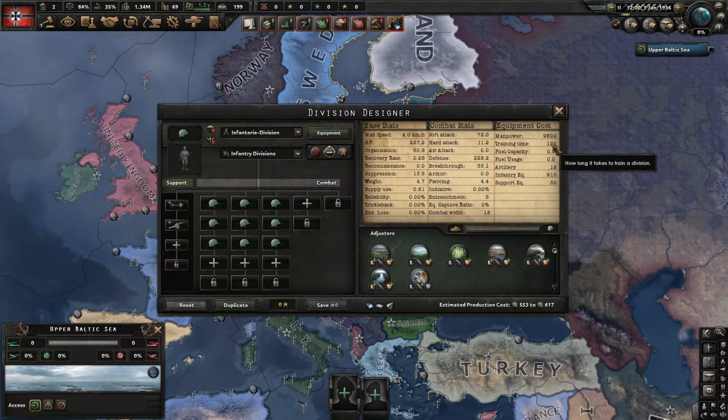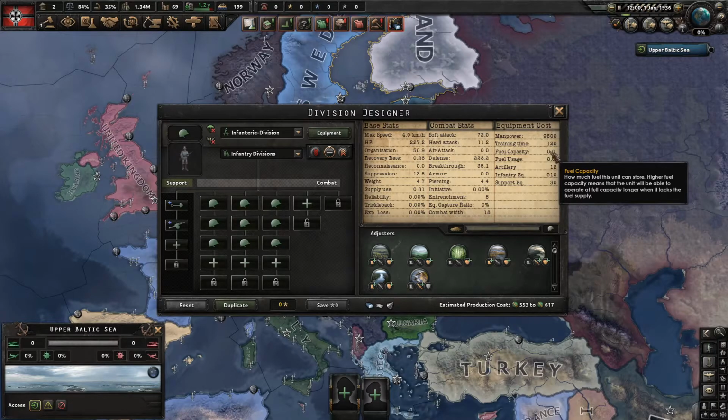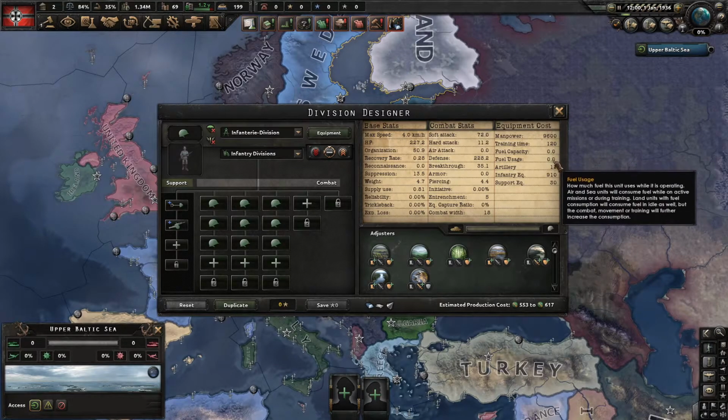Training time, the number of days it takes to train. Fuel capacity, how much fuel it can carry. So if you have an armored division, it will be very good if they can carry quite a bit of fuel, because if they are on the attack, you want them to carry quite a bit of fuel with them so they can keep on the attack for a while. And of course, fuel usage, that tells you how much fuel they use.